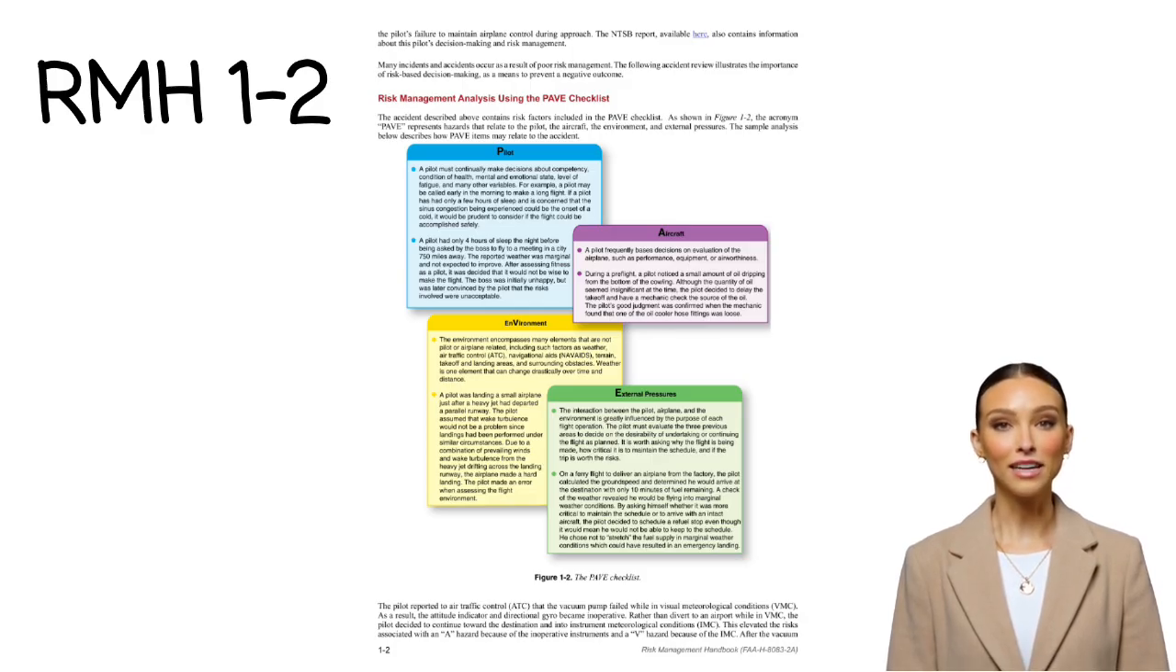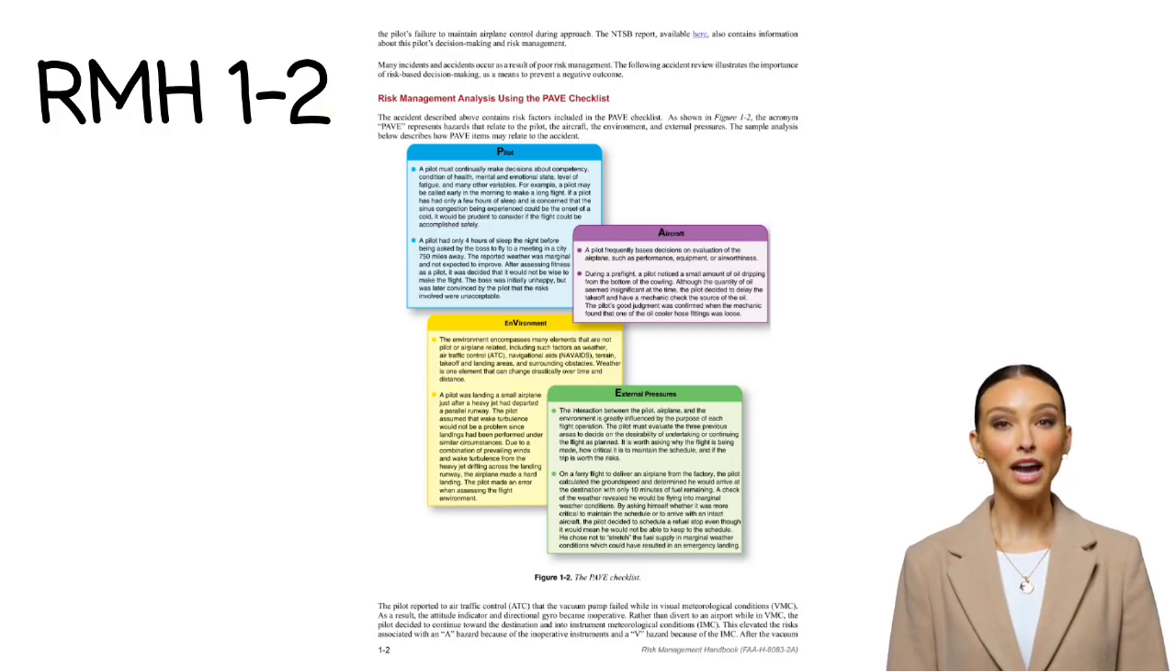Many incidents and accidents occur as a result of poor risk management. The following accident review illustrates the importance of risk-based decision-making as a means to prevent a negative outcome. Risk management analysis. Using the PAVE checklist. The accident described above contains risk factors included in the PAVE checklist. As shown in Figure 1.2, the acronym PAVE represents hazards that relate to the pilot, the aircraft, the environment, and external pressures. The sample analysis below describes how PAVE items may relate to the accident.